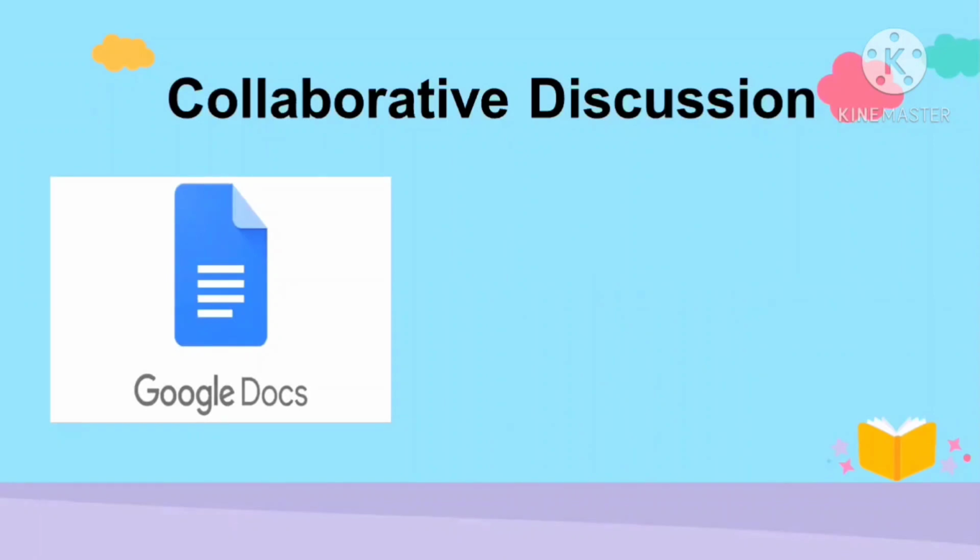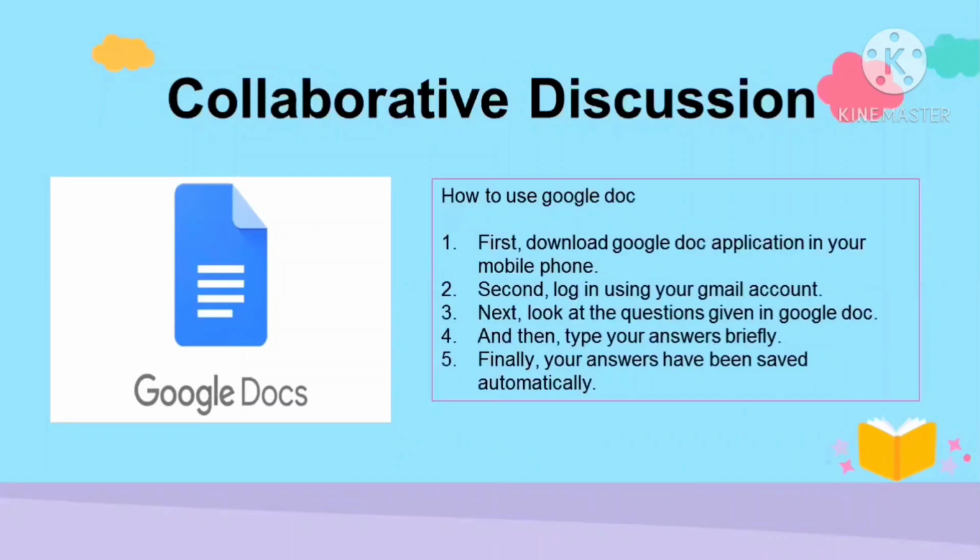Okay, and next, collaborative discussion. The application that we will use for the learning process and collaborative discussion is Google Docs. And next, how to use Google Doc. First, download the Google Doc application on your mobile phone. And second, log in using your Gmail account. Next, look at the question given in Google Doc. And then type your answer briefly. And finally, your answer will be saved automatically.